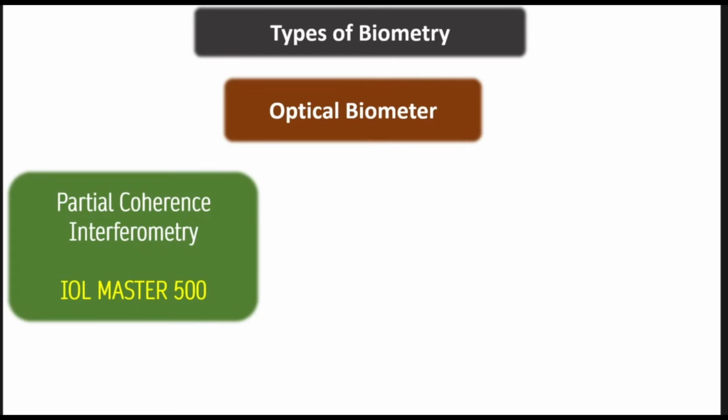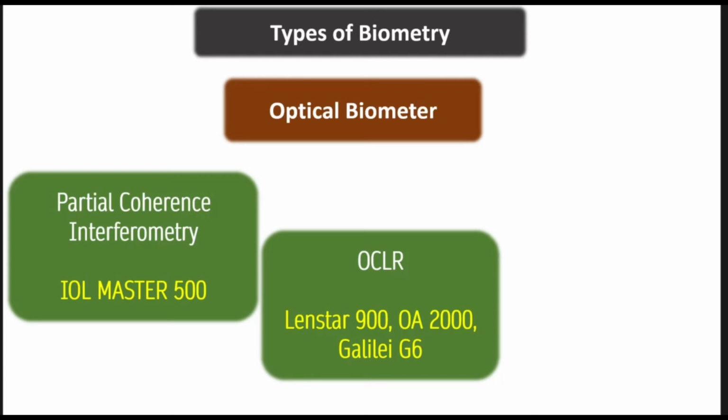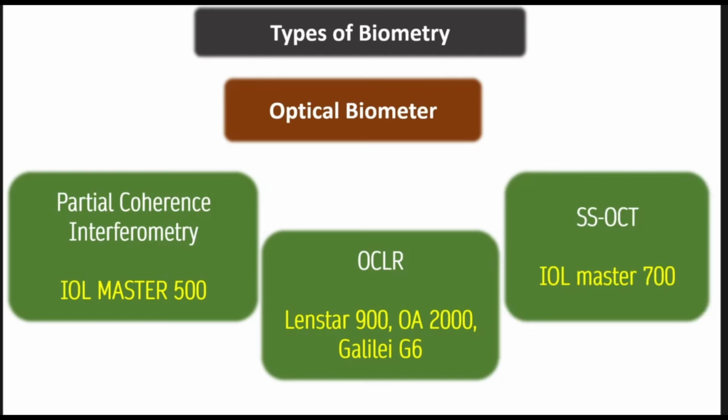So we have those which are based on the principle of partial coherence interferometry, that is the IOL Master 500. We have those which are based on the optical low coherence reflectometry, like the Lenstar 900, OA 2000, Galilei G6. Then we have swept source OCT like the IOL Master 700.